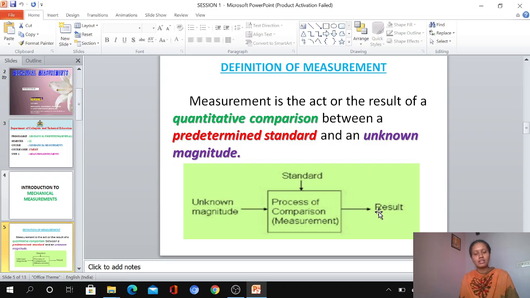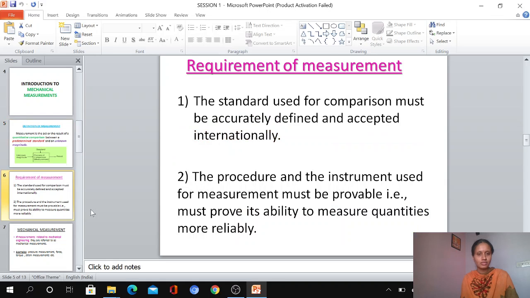In the same manner, we can measure unknown magnitudes of various parameters, like mass, length, time, velocity, speed, acceleration, etc. So this is the definition of measurement. It is a quantitative comparison between a predetermined standard and an unknown magnitude. Unknown, we don't know that. Okay. So next, requirement of measurement. To do any measurement, we need mainly two requirements. See, the first one is the standard used for comparison must be accurately defined and accepted internationally. The standard used for comparison must be accurately defined and accepted internationally.